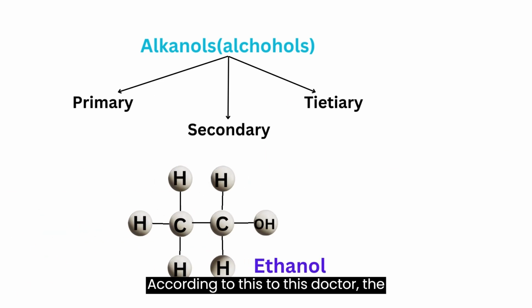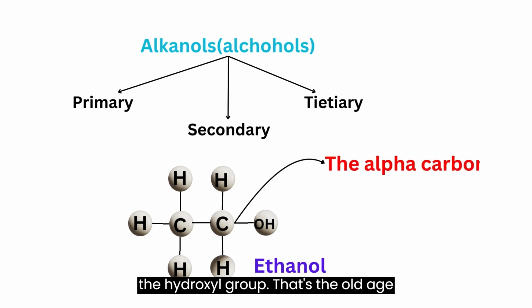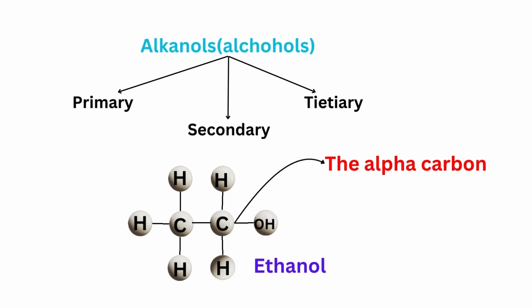That means according to this structure, the alpha carbon is the carbon that contains the hydroxyl group, that's the OH group. So some examples are methanol, ethanol, propanol, butan-2-ol, and glycerol, that is propan-1,2,3-triol.